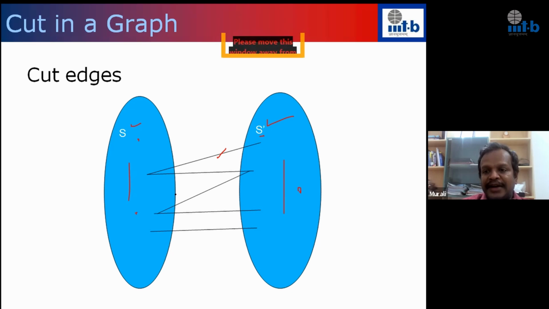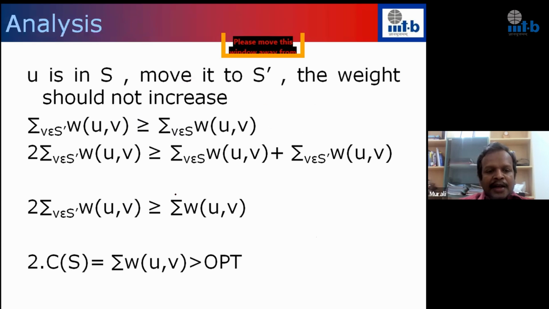We cannot claim that it will be the max cut, but it will be at least half of the max cut. Let's quickly look at the solution for this. Now let's look at a U which is in S. Now let's try to move it to S dash. When you move it to S dash, the weight of the cut should not increase. If it was increasing, then my local search algorithm would have moved it.